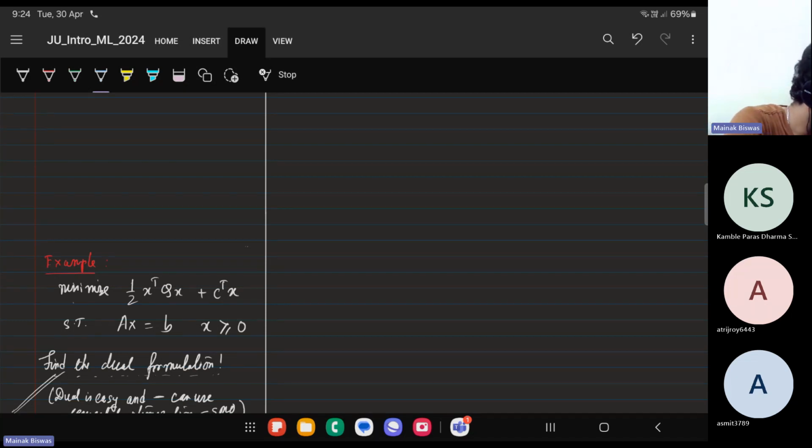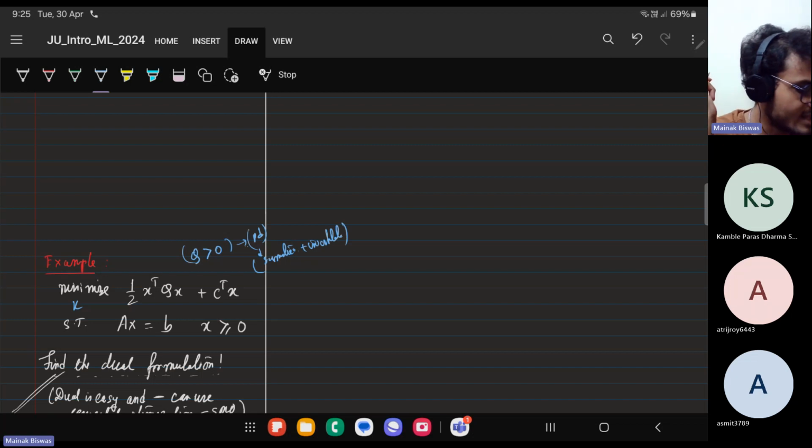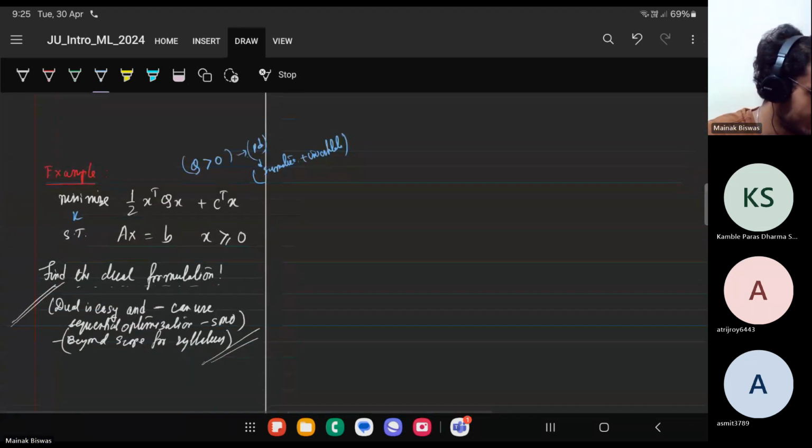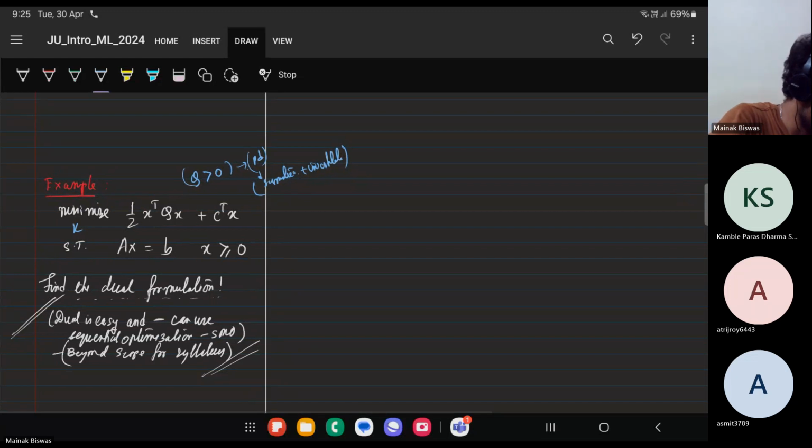So it tells you minimize X transpose QX, where Q is a positive definite matrix, plus C transpose X. Q is PSD, that is, it is symmetric. For the time being, let's do positive definite only. That is, we have seen in the previous classes that it is symmetric plus invertible. Okay, so we want to minimize this subject to Ax equal to B and X greater than 0. So what would be my first step?